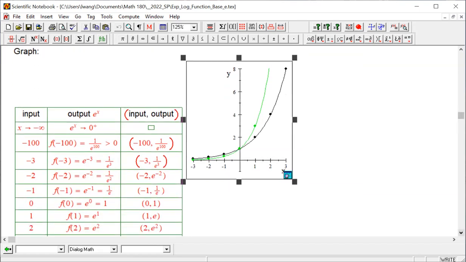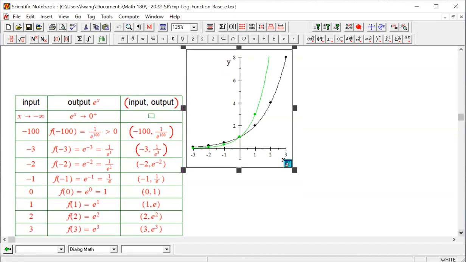Okay, so now we're going to get all these purple points. You can see the green is 3 to the power x. The black is 2 to the power x. As we anticipated, e to the power x is going to be between them, because e is between 2 and 3. So let's plot each point one at a time.